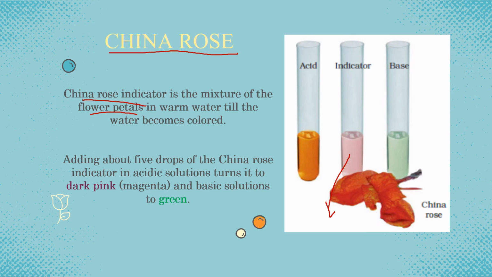Now, when you add 5 drops of China rose indicator into acidic solutions, it will turn dark pink. You can look at the photo over here as to how it has turned dark pink due to the acid. While if you put it into a basic solution, it will turn green. So for China rose, it turns dark pink when you put it into an acid and green when you put it into a basic solution. And its normal color is pink, right? So that's all for China rose.